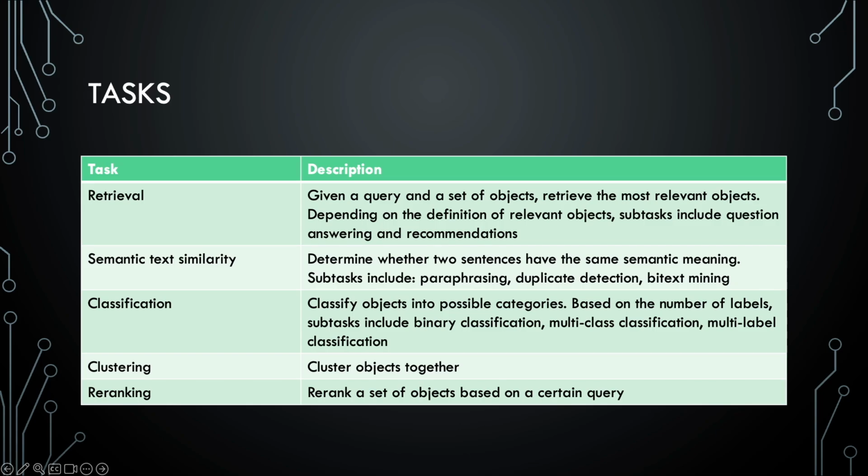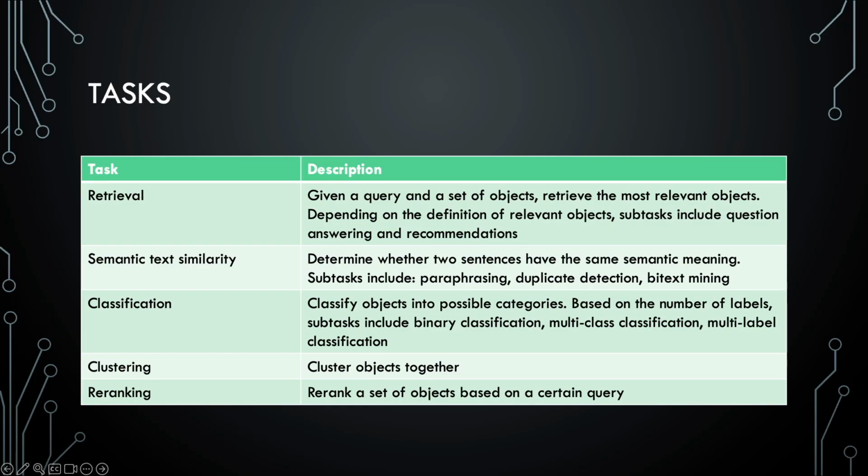Information retrieval has a long and robust history. In fact, information retrieval had impressive results well before transformer models. A retrieval task is defined as: given a query and a set of objects, retrieve the most relevant objects. Depending on the definition of relevant objects, subtasks can include question answering and recommendations.